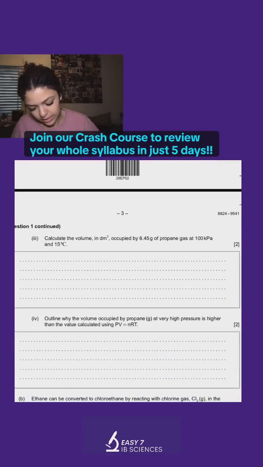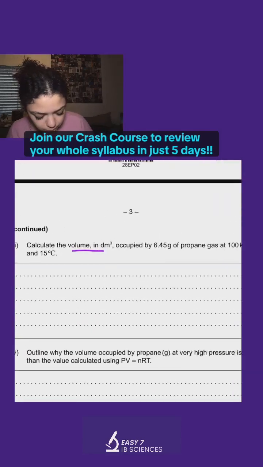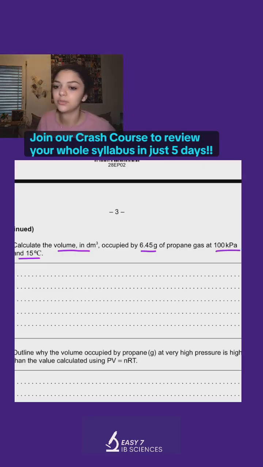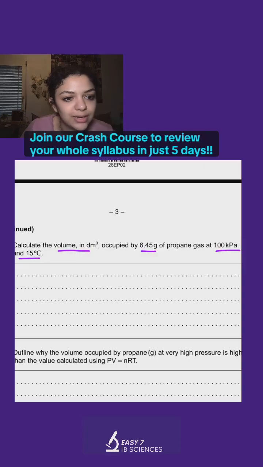All right. It says calculate the volume in decimeter cubed occupied by 6.45 grams of propane gas at 100 kilopascals and 15 degrees Celsius. This one, someone mentioned what we should use. This is not GCSEs or A-level, it's IB. Isn't this November 2024? It is. That's why I was guessing at which paper it would be.